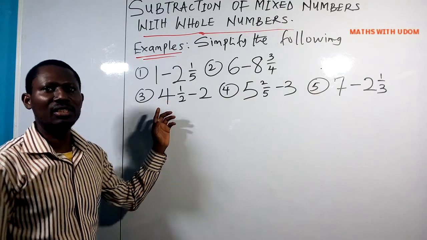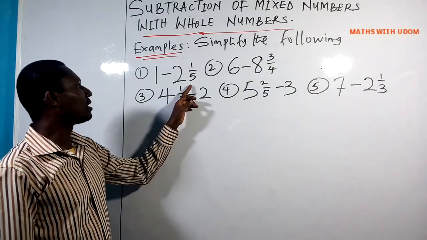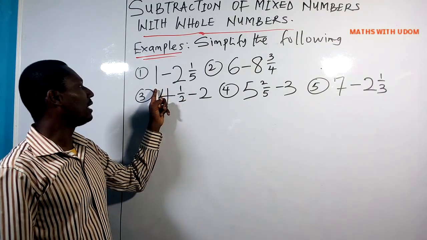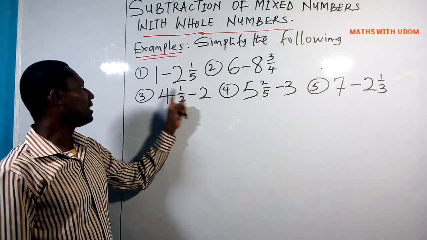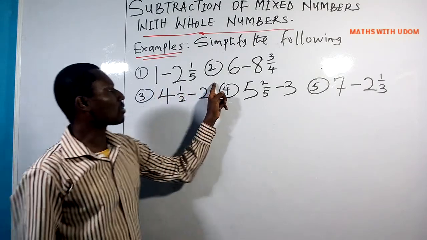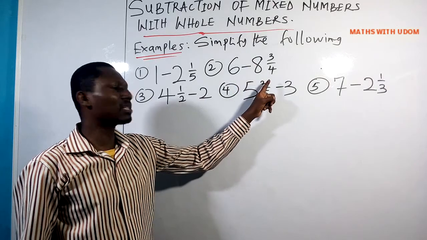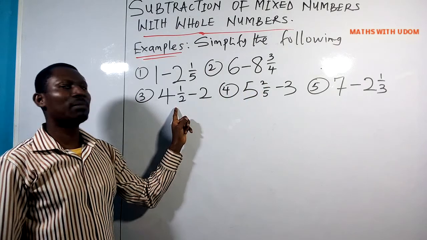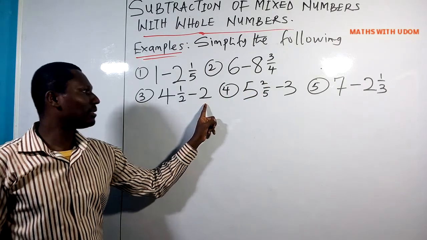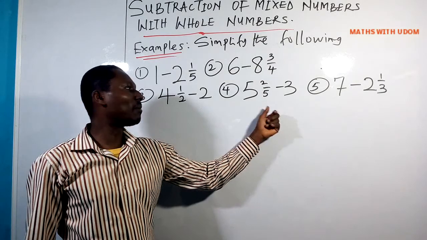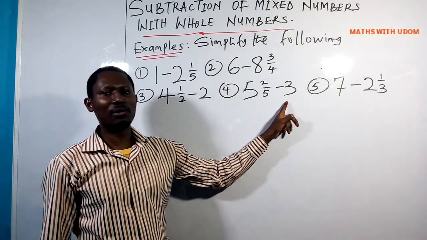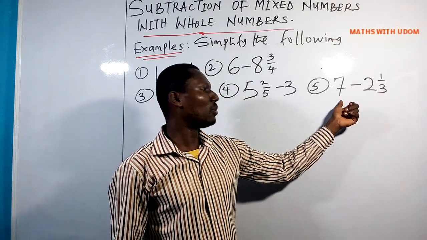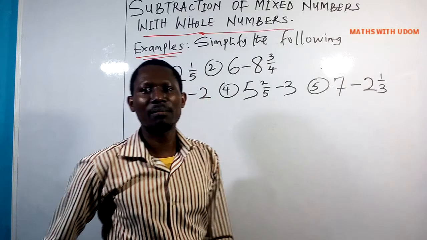Here, as you can see, we are subtracting mixed numbers from whole numbers. From number 1, we subtract a mixed number from a whole number. The mixed number is bigger than the whole number. Number 2, we are also subtracting a mixed number from a whole number. The mixed numbers are bigger than whole numbers. Number 3, we are subtracting a whole number from a mixed number. The mixed number is bigger than the whole number. Number 4, we are subtracting a whole number from a mixed number. Mixed number bigger than whole number. And lastly, we are subtracting a mixed number from a whole number. Whole number bigger than what? Mixed number.